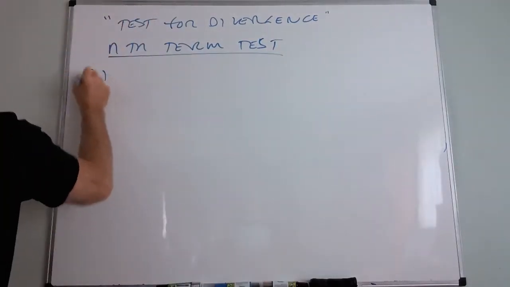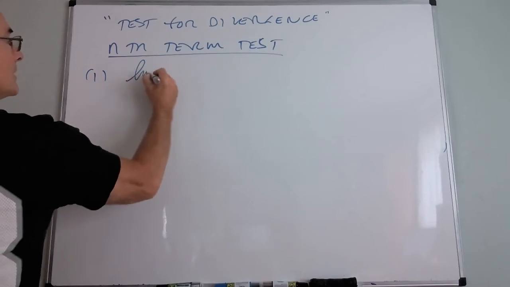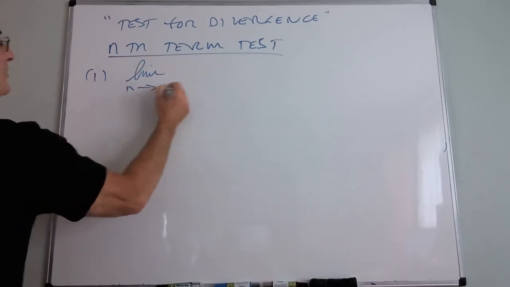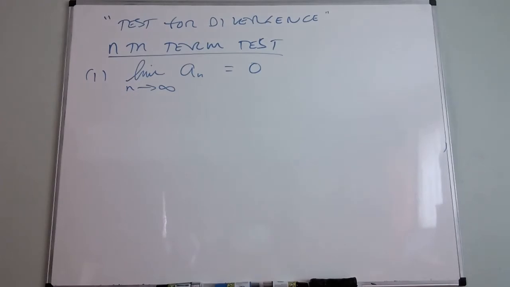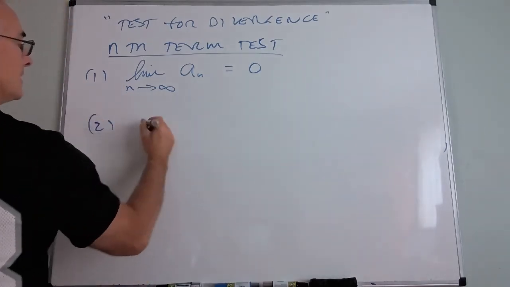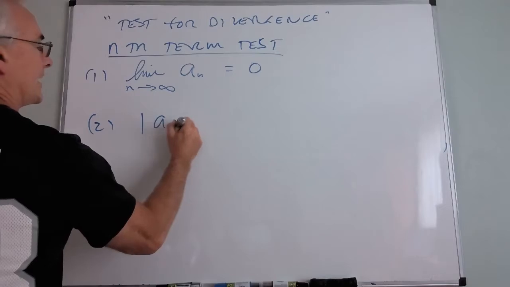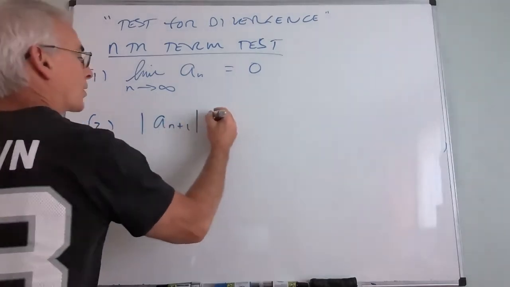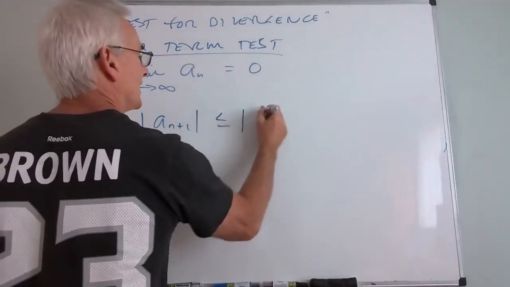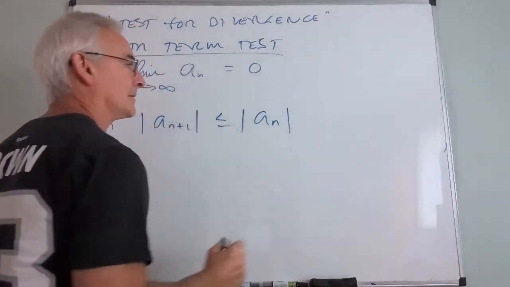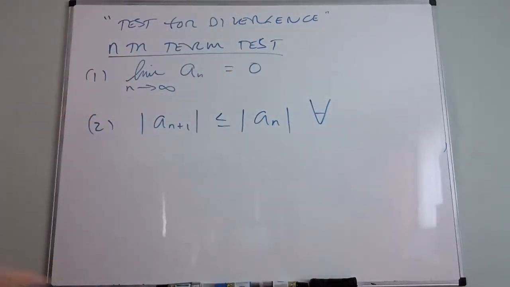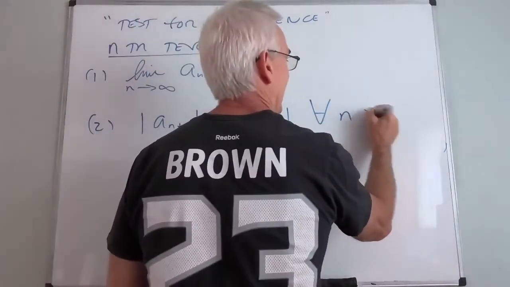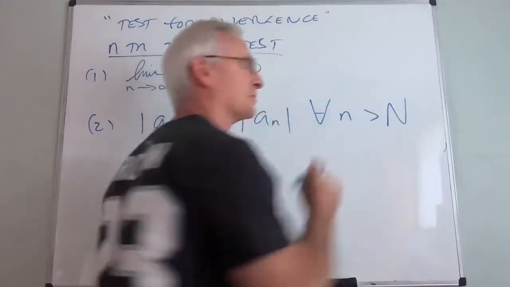So I'm going to give you two things. The limit as n goes to infinity of a_n is equal to 0. And then in the last example, it wasn't, it was equal to L. And the absolute value of a_(n+1) is less than or equal to the absolute value of a_n for all n ≥ N. That means for every n after a certain point. And I'll explain what that means.